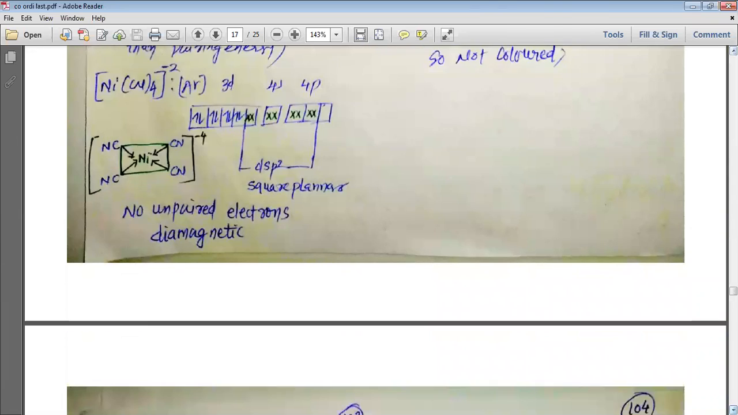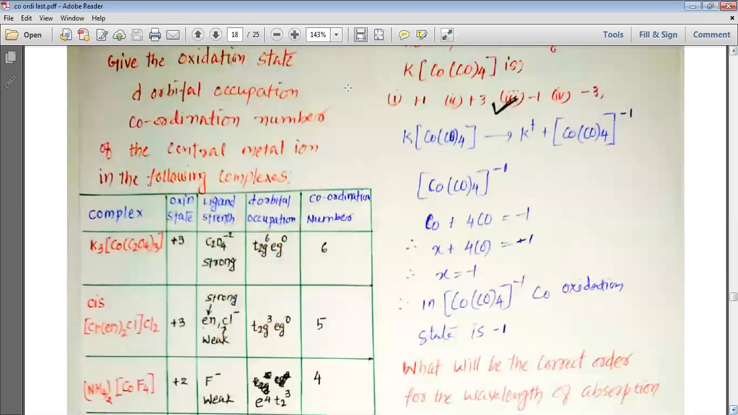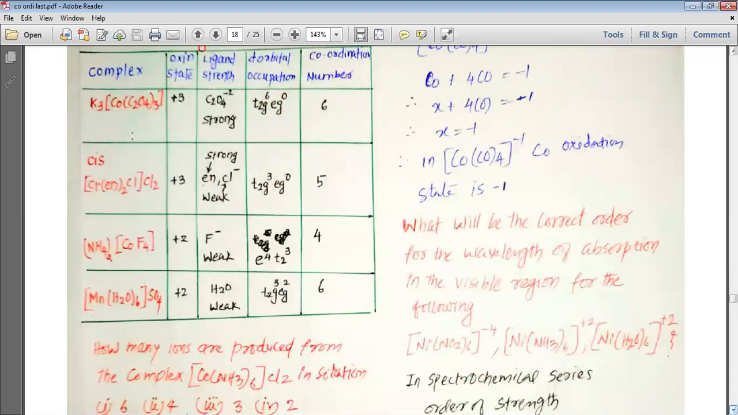Now we'll move to the next point. Let us study the next question of the exercise. Give the oxidation state, d orbital occupation, and coordination number of the central metal ion in the following complexes. My dear students, the question I have written with the red pen. The complexes given are potassium trioxalato cobaltate(III), [Cr(en)2Cl]Cl2, ammonium tetrafluoridocobaltate(II), and [Mn(H2O)6]SO4.